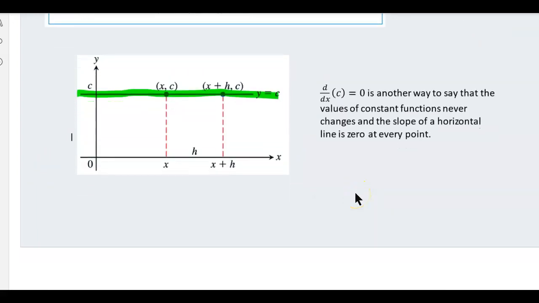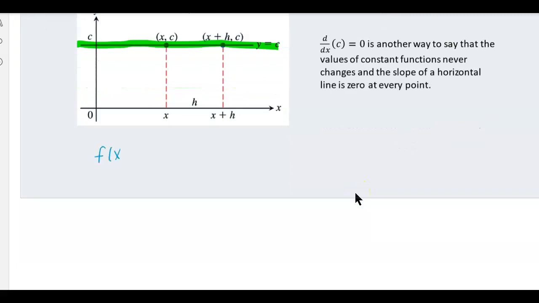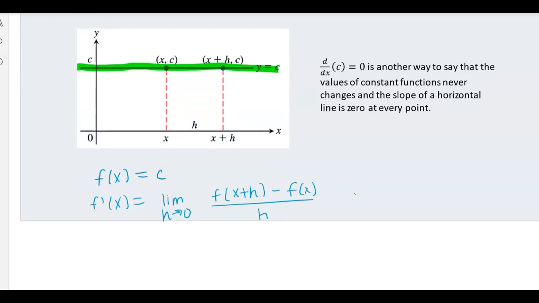So let's consider a function that is just a constant, some value c. The derivative of this function, using our longer definition, will be the limit as h approaches 0 of f of x plus that value h minus the original function, divided by h. Now we can see by the picture above, no matter what value we plug into the function, the output value is going to be c, right? We can see that our y value in both of these cases is c.